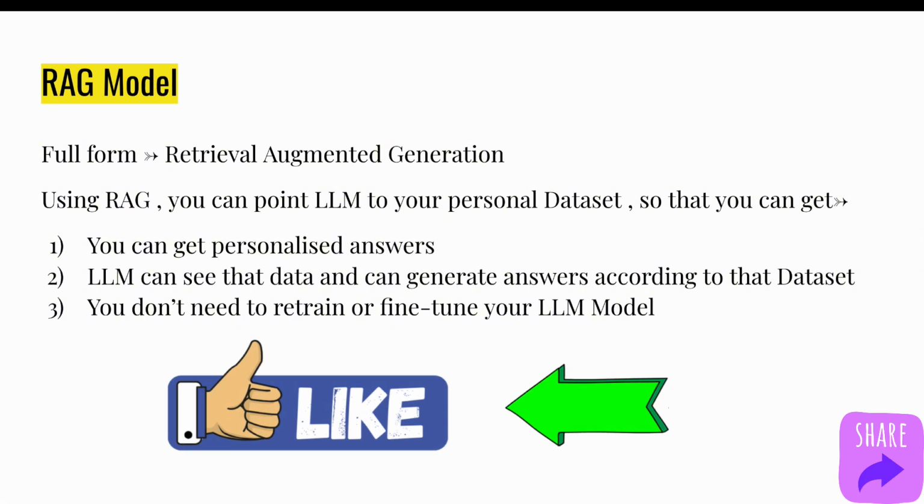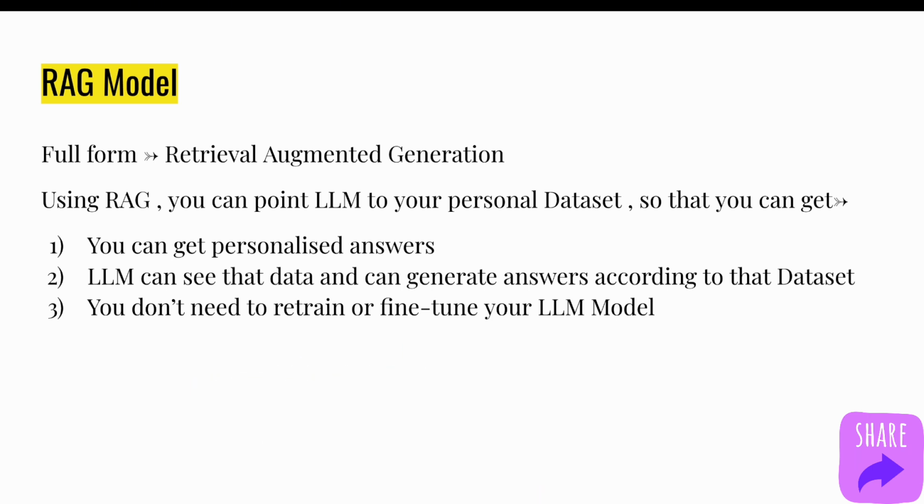Suppose you are using ChatGPT and you are asking ChatGPT questions. The question that you are asking, ChatGPT will answer worldwide. That is general. These are general questions, asked worldwide, and the data is trained on that. But now, if you want the answers according to your data, your personal data, then you can use a RAG. So simply, with RAG you can get personalized answers.